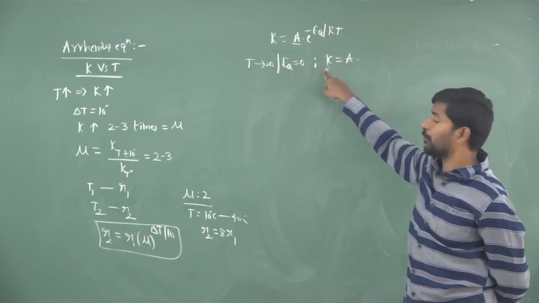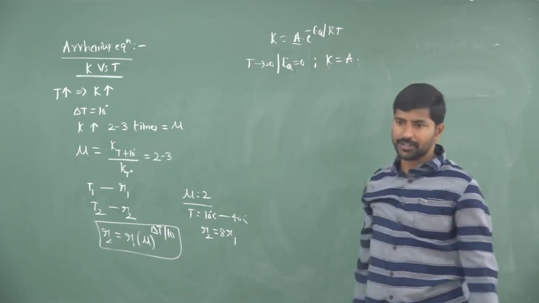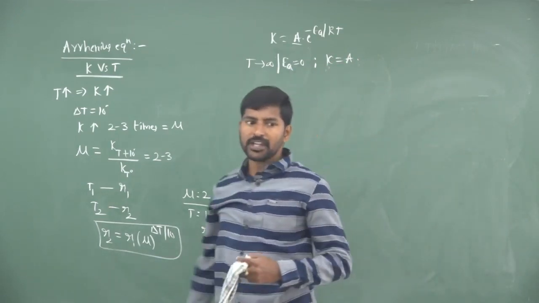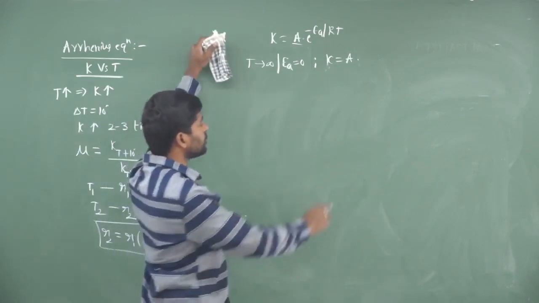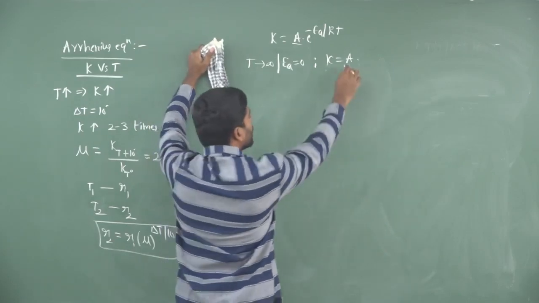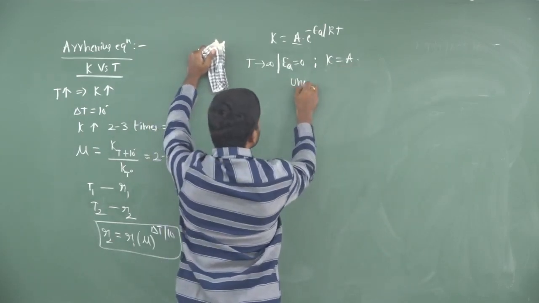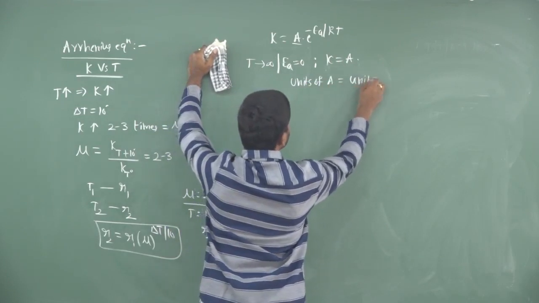So A is also referred to as the maximum rate constant possible for a given reaction. A is the upper limit for K. What about the units of A? Units of A are similar to units of K.